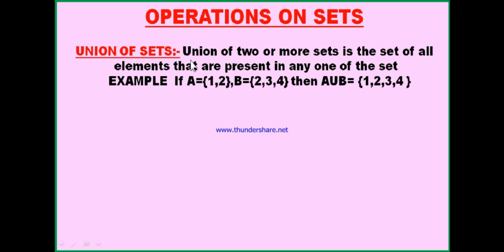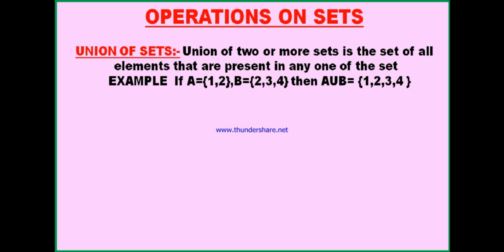The name itself indicates union. Union means the sum of. Therefore, you have to sum up the elements of A and the elements of B, and write them in order. That will be A union B. You see here, A is equal to {1, 2} and B is equal to {2, 3, 4}. Then A union B is equal to {1, 2, 3, 4}. These are the different elements that are present in the first set A and also in the second set B. Therefore, union of sets is the set of all elements that are present in any one of the sets.